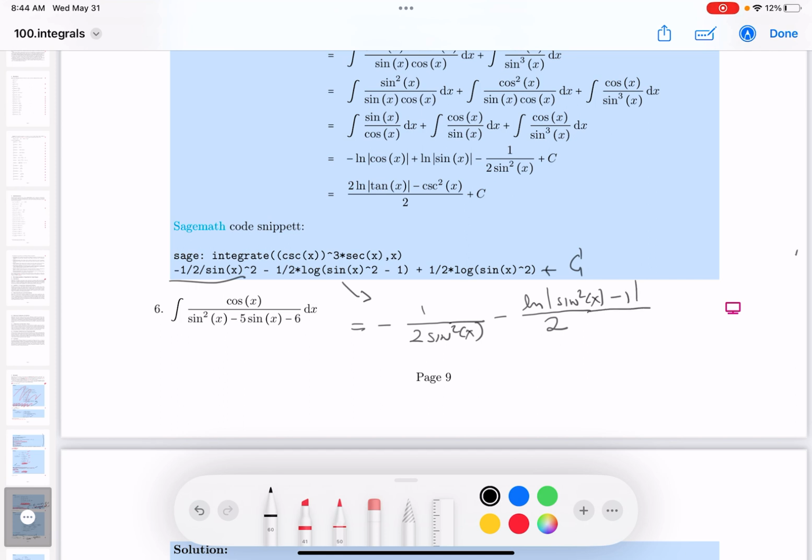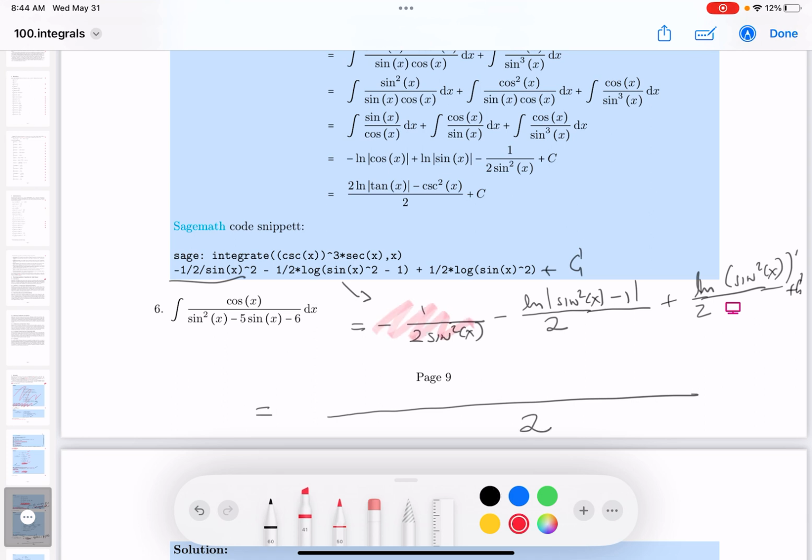minus 1. And I do recommend doing this, by the way. Then we get plus, let's see, 1/2. And, let's see, that's going to be natural log of sine squared. And then plus c, some constant of integration. I'm going to pull it together. And I'm going to do a common derivative of 2. And I'll rewrite these terms separately.